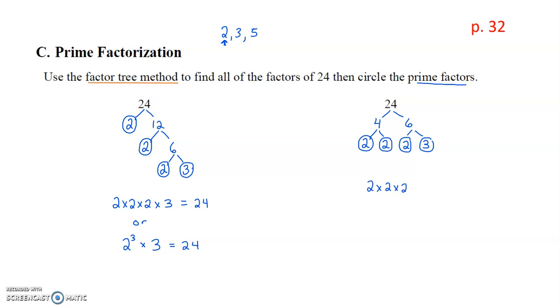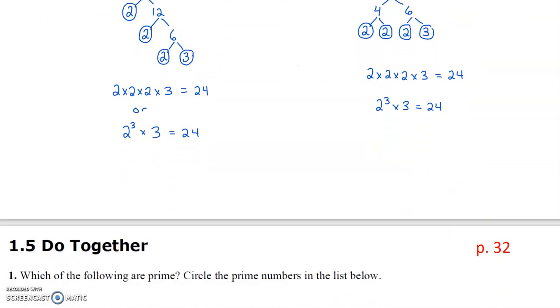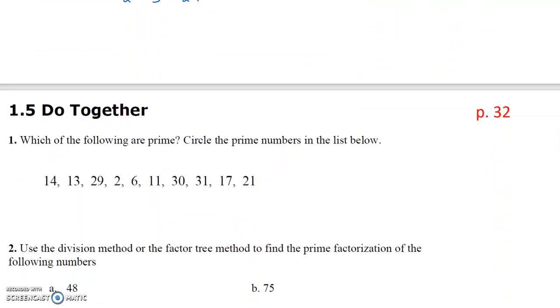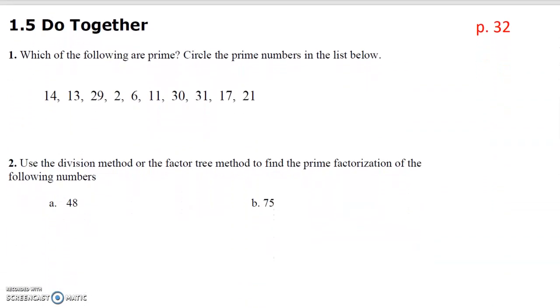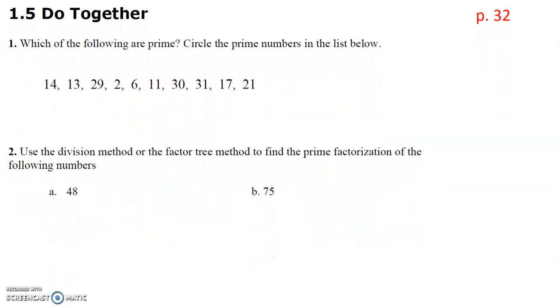So it's not that that method is bad, it's just that for a small number like 24, it works just fine, but for larger numbers, it can get a bit tricky. But you have a choice, and whatever works best for you is what you should do. So we're going to do a couple questions here together on the Do Together page 32.